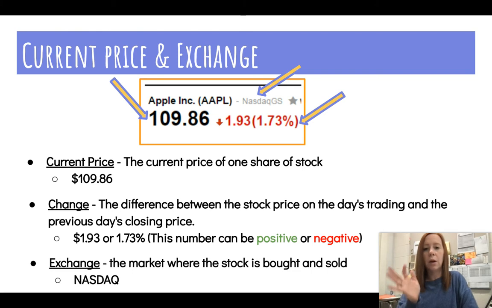Also, like I mentioned earlier, you're also going to see the exchange in which it's traded on. NASDAQ and the NYSE, which stands for the New York Stock Exchange, are going to be the two most popular exchanges that you see listed.